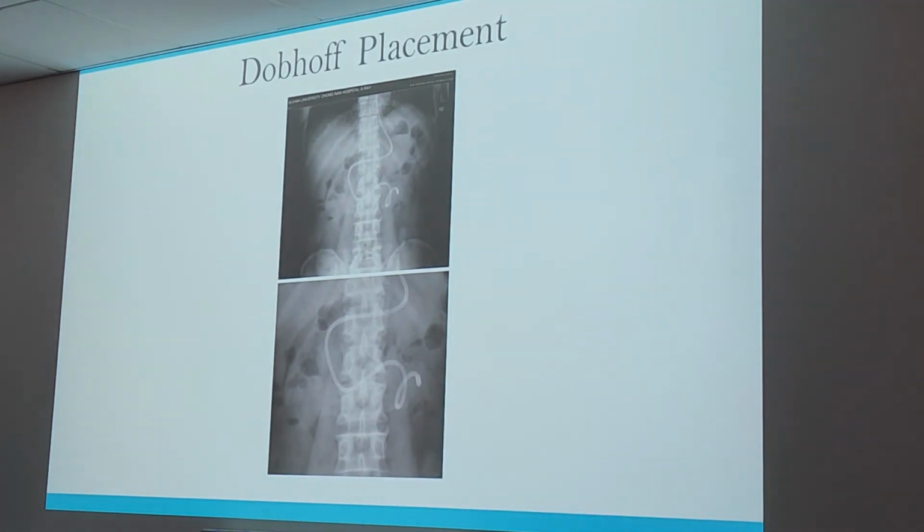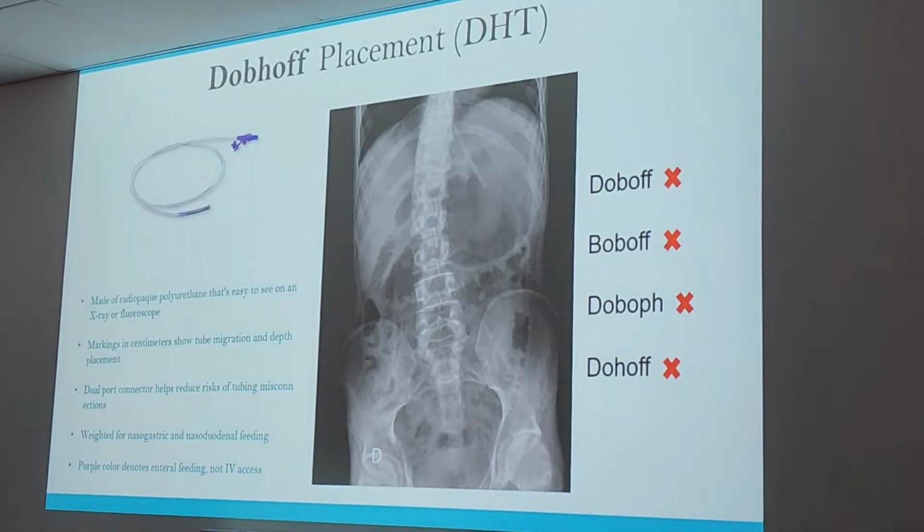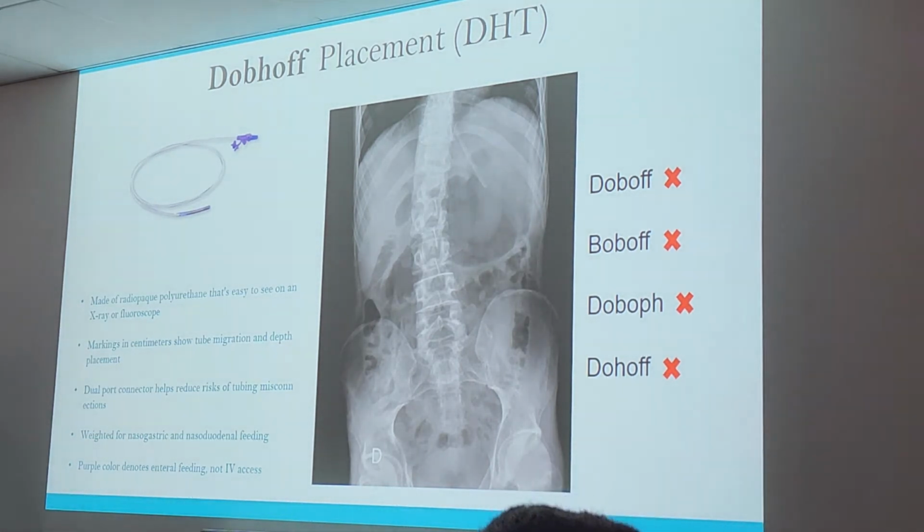Where's the marker on that last image? I see D. Oh, there is no marker. Do you see the Dobhoff right there? So if it's on the left side, where is it? In the stomach, exactly. So this is typically what we want to see while we take an x-ray. If it's going to the right, that's a big no-no. If it goes to the right, something ain't right.